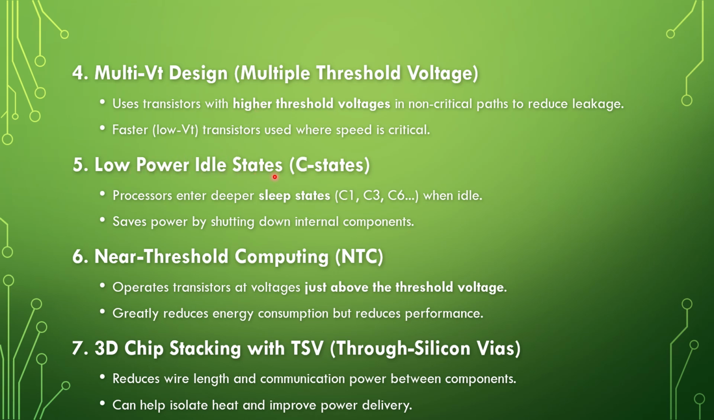Next one, low power idle states. Processors enter deeper sleep states when idle. It also saves power by shutting down internal components. Next is NTC, near threshold computing, which operates transistors at a voltage just above the threshold voltage, thereby reducing the energy consumption. And the last one is 3D chip stacking with TSV, which reduces the wire length and communication power between the components, and can help isolate heat and improve the power delivery. So these are the various power reduction techniques available in multi-core processors.